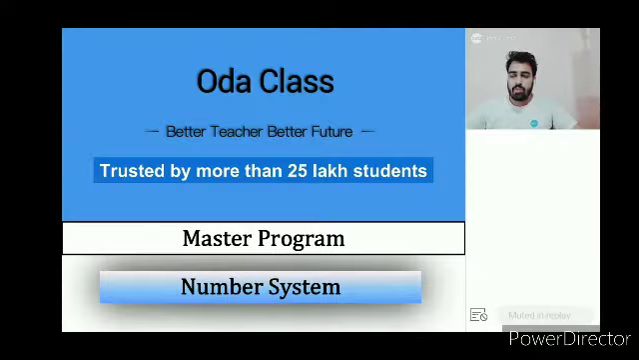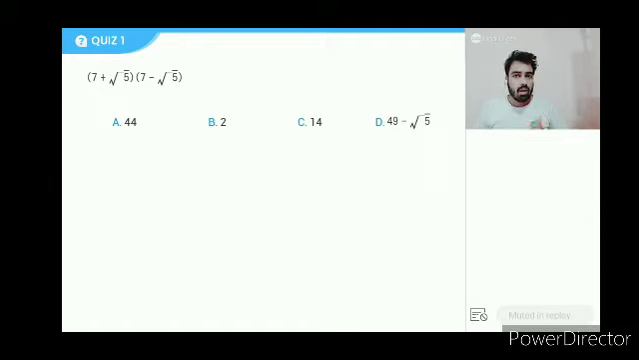Everyone, welcome to Oda class, and today we are going to learn a very important topic, that is rationalization. Okay, but before I start the topic, I need to check whether you are able to remember some calculation tips that I have given you or not. So let's start with some revision questions. First question is (7 plus root 5) into (7 minus root 5).